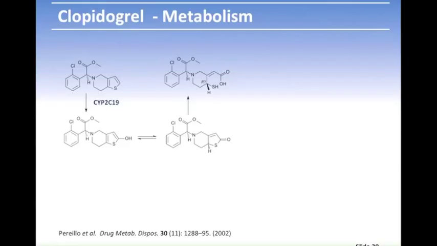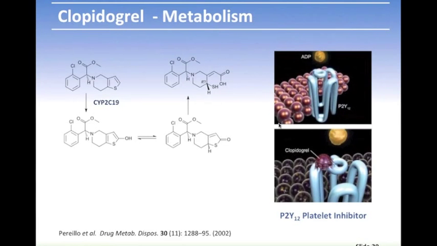Now, the active metabolite, which is this one shown on the top right, has a thiol group that is known to irreversibly bind to the P2Y12 receptor in platelets. It's this binding that inactivates the receptor and triggers the antiplatelet coagulation response.